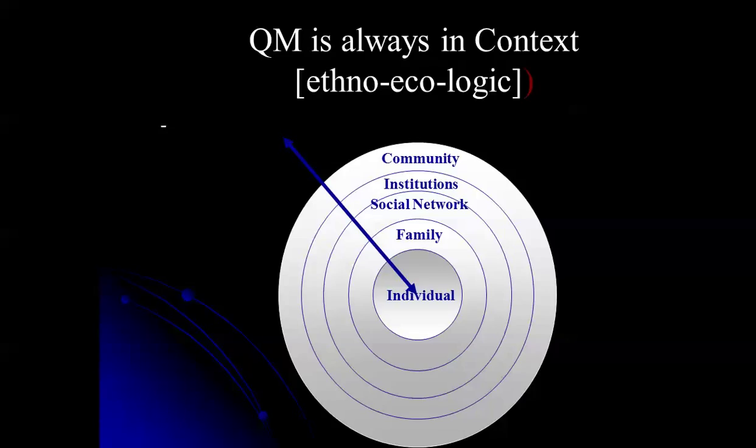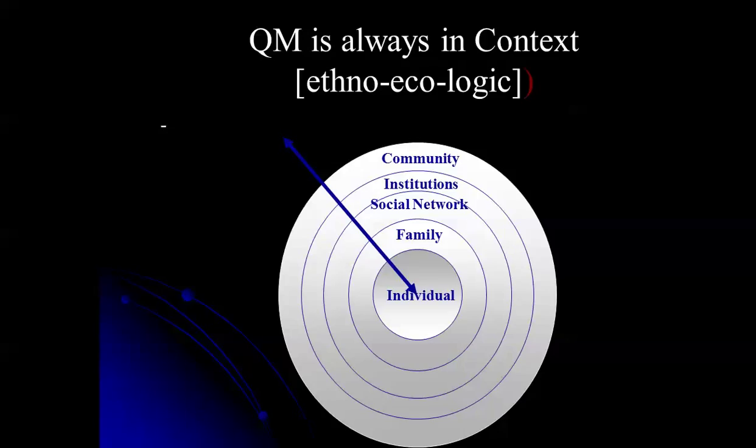Qualitative research or qualitative methodology is always in context. So here's a standard ecological model. It can look different depending on what the concentric circles are, but usually following Bronfenbrenner and so many other people, Trickett and so on, we talk about individuals, peers, families, social networks, institutions, larger communities. There's always a policy, a media level, and so on.